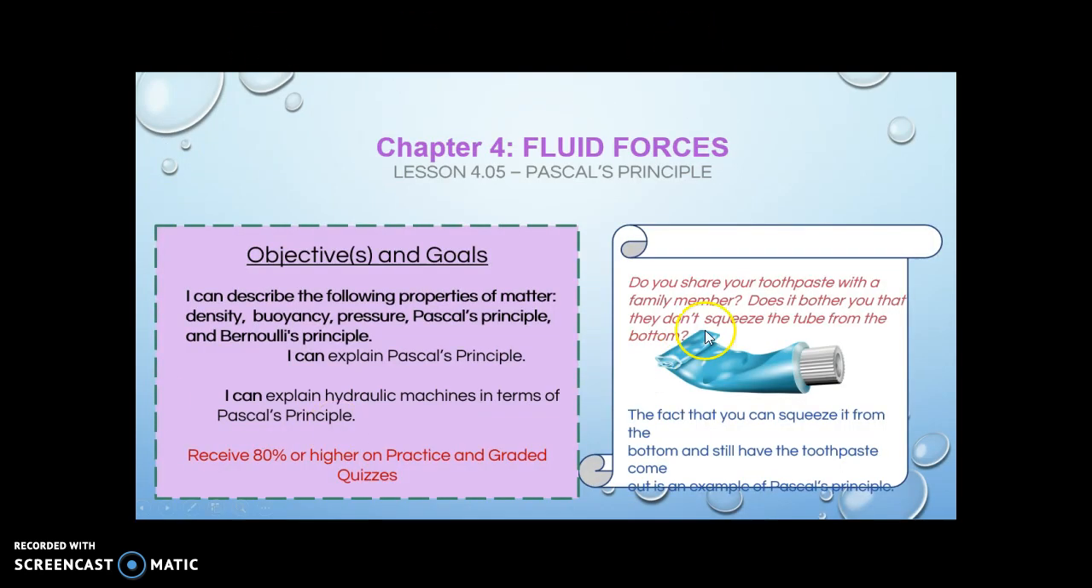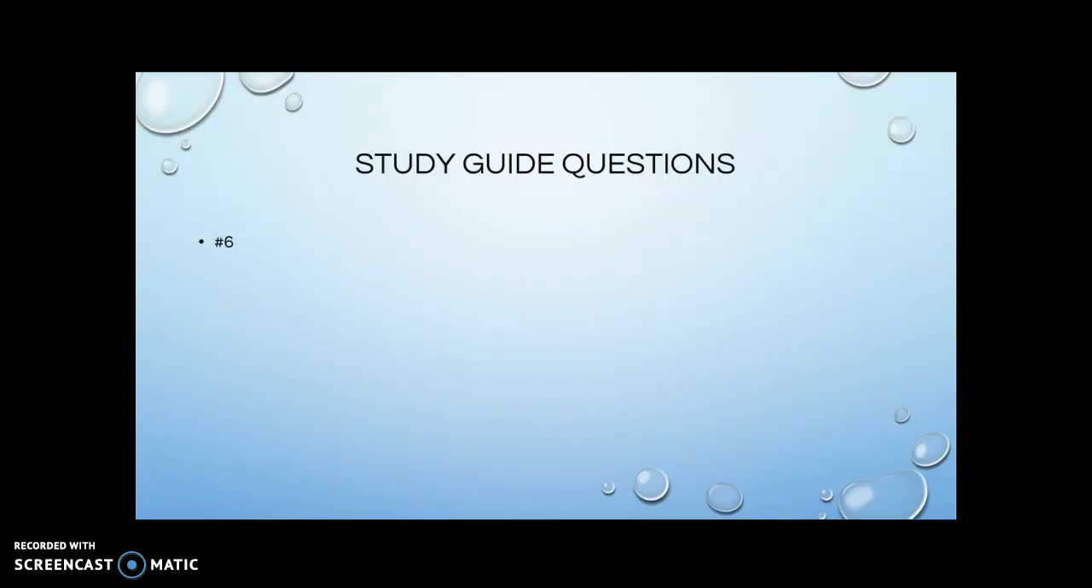So, the standard we're looking at is describing properties of matter: density, buoyancy, pressure, Pascal's principle, and Bernoulli's principle. You might have experienced this idea when you look at your toothpaste. Does it bother you when someone in your family doesn't squeeze from the bottom of the tube? The fact that you can squeeze it from the bottom and still have toothpaste come out is an example of Pascal's principle, and that's what we're going to be covering today.